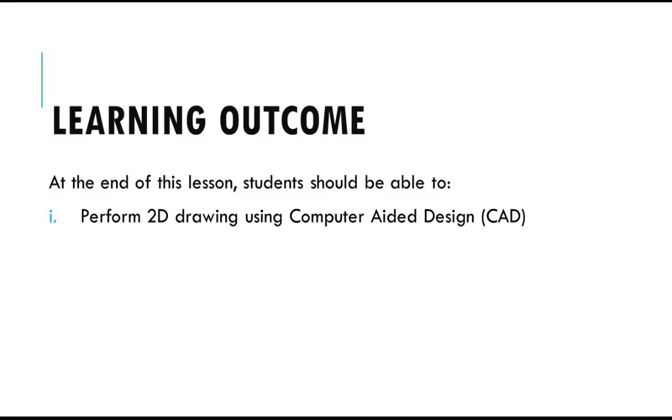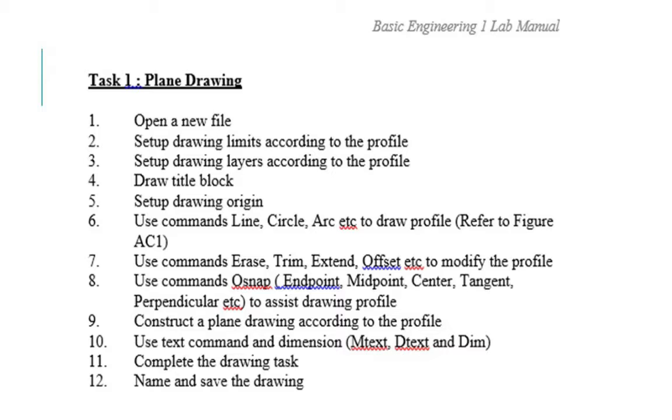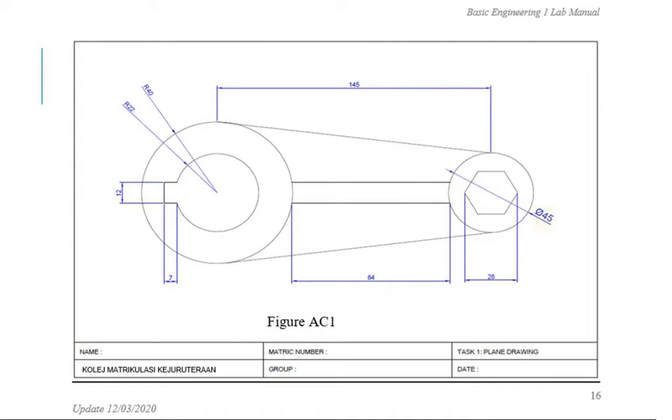Alright, next, this is our learning outcome. At the end of this lesson, students should be able to perform 2D drawing using Computer Aided Design CAD. And if you refer to the Basic Engineering 1 Lab Manual, this is all the procedures we're going to do for task 1 plane drawing. And this is what the drawing will look like.